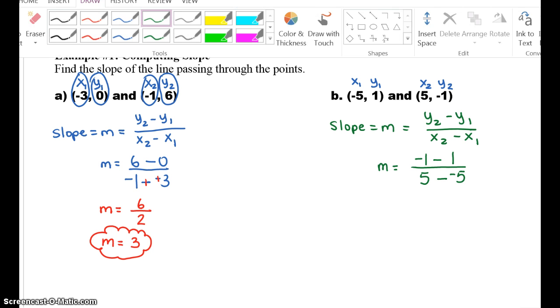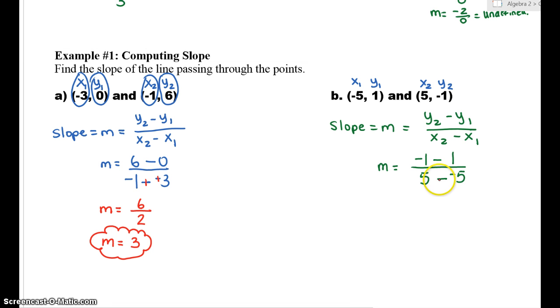Once again, I see two negatives. That doesn't happen often, but sometimes it does. So I like to change them to positive right away, because two negatives will multiply and make a positive. m equals negative 1 minus 1 is negative 2, all over 5 plus 5 is 10. I can simplify that, so that simplifies to negative 1 over 5, if I divide this by 2 and divide that by 2. That's what I did in my head really quick to get that slope. So our slope is negative 1/5.